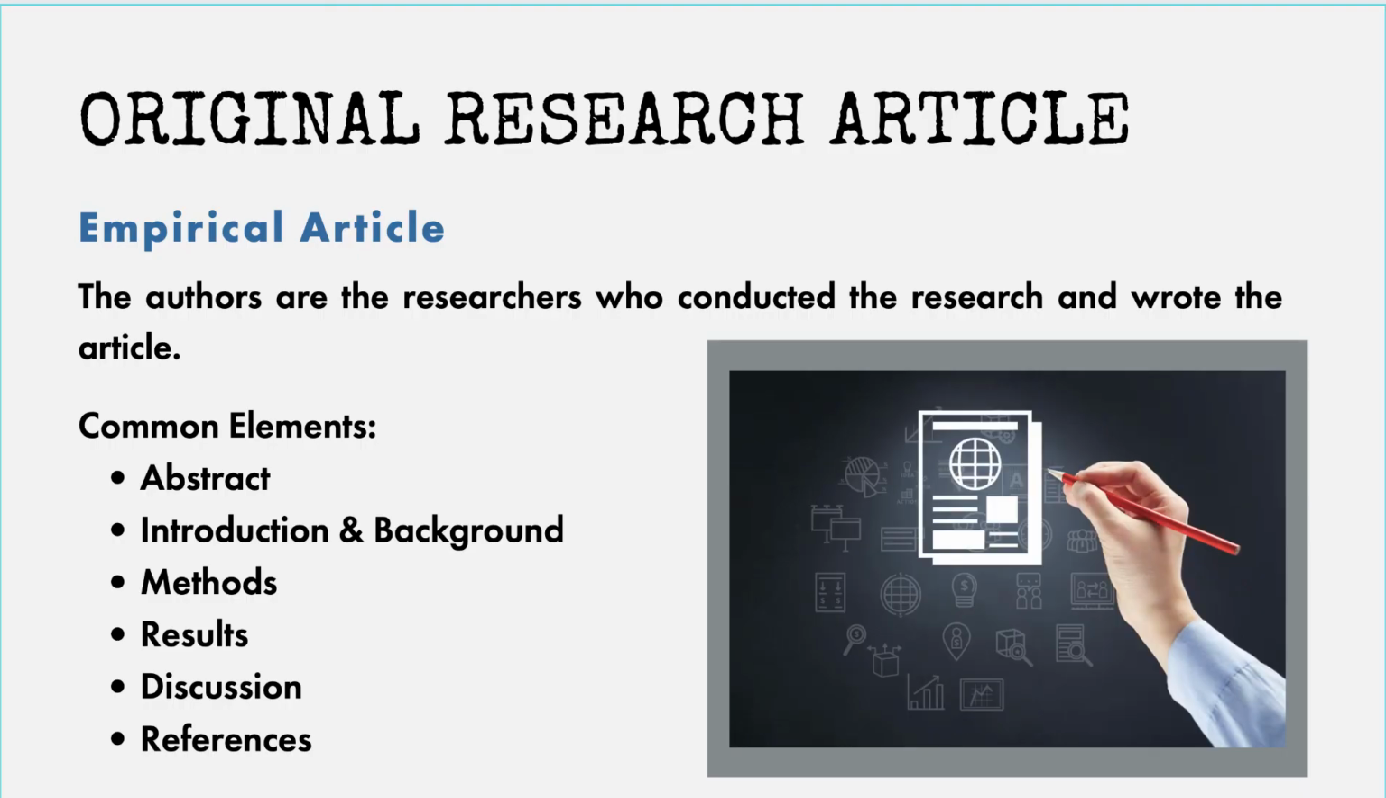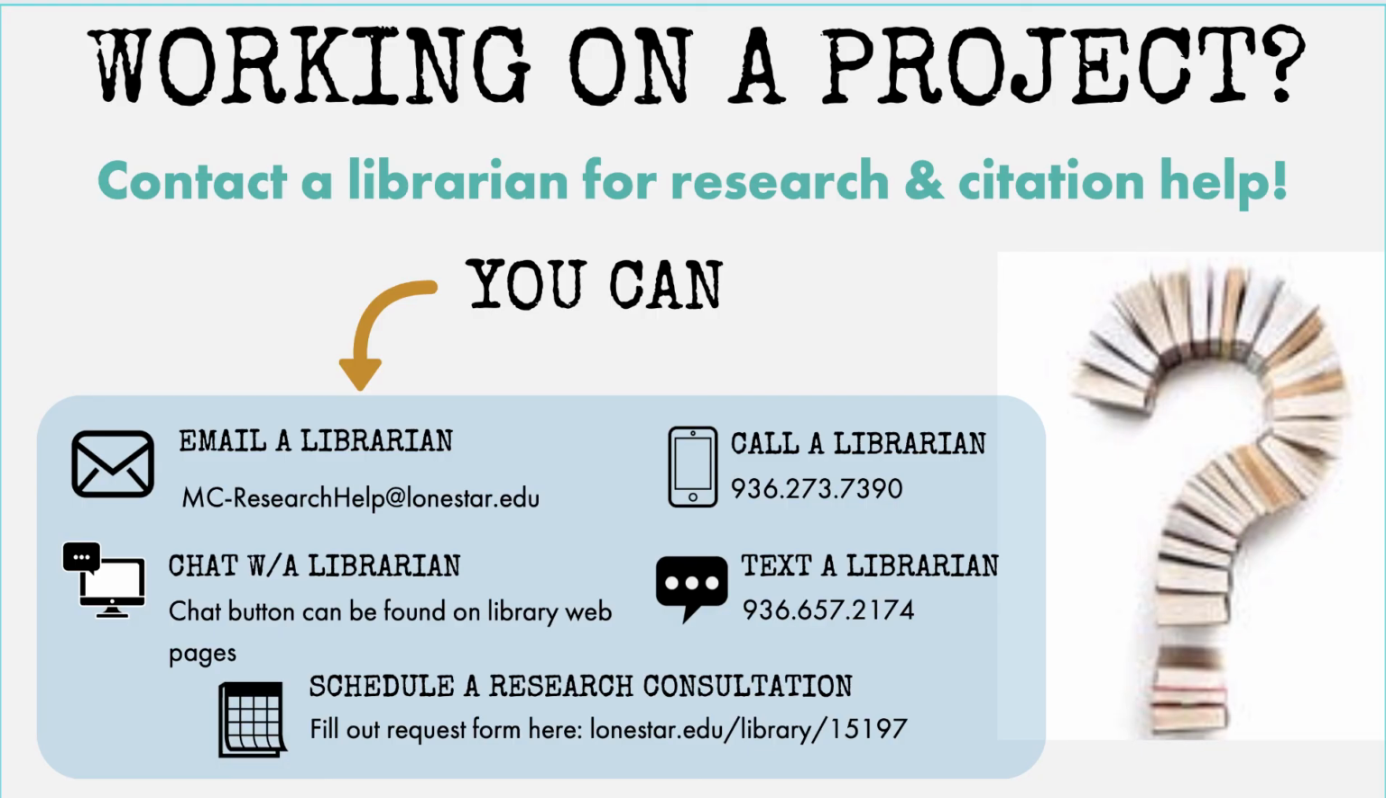Again, make sure that you choose an original research article by reading the article and looking at the main sections of the paper, including the abstract, introduction and background, method, results, discussion, and references. The authors themselves are the ones that conducted and wrote about the research in the article.